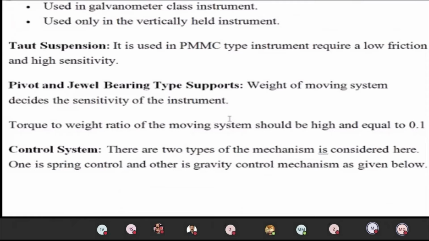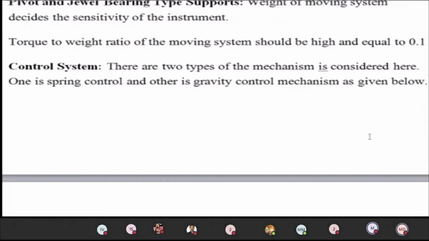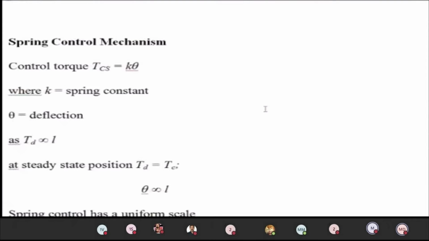Pivot and jewel bearing type support. So the weight of the moving system decides the sensitivity of the system. Hence, the torque to weight ratio of the moving system should be high, and equal to 0.1. And we have two types of control system. One is spring control and the other is gravity control mechanism.